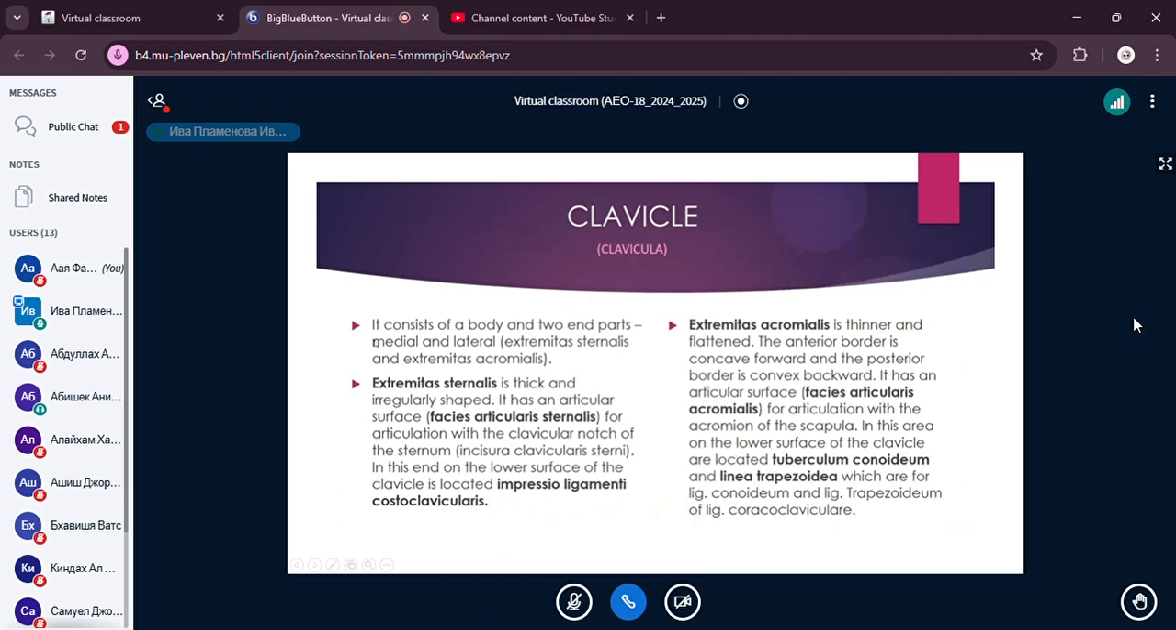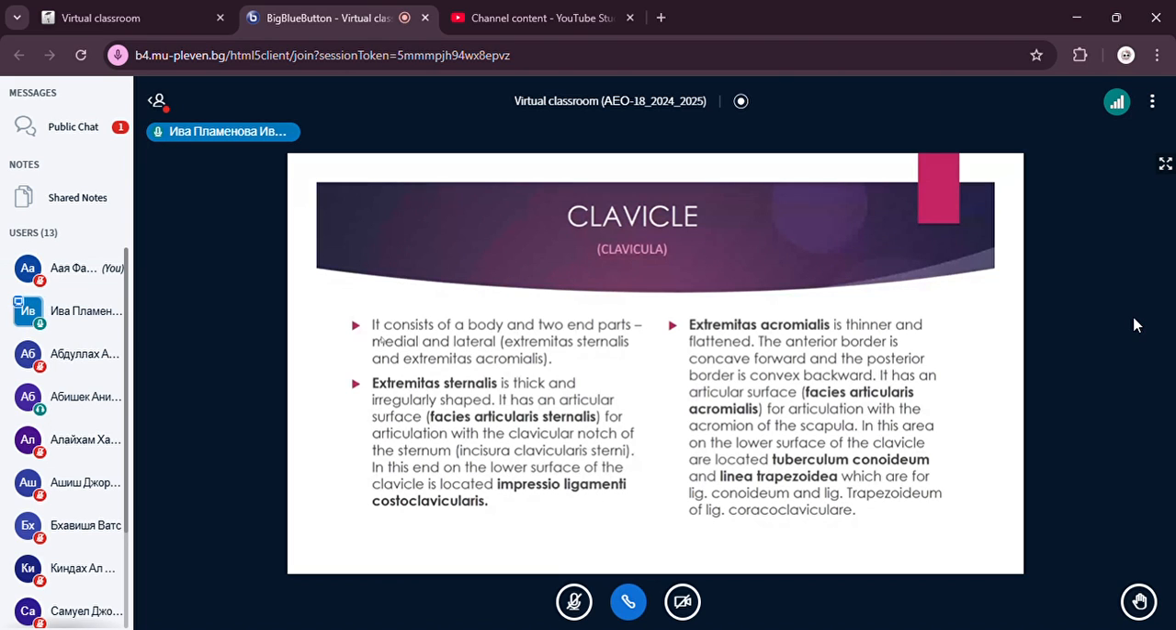The clavicula consists of a body and two end parts, medial and lateral, or extremitas sternalis, extremitas acromialis. About extremitas sternalis, I told you, rounded, irregularly shaped. It has an articular surface for the clavicular notch of the sternum. And on the lower surface, you can see the impression by one ligament, impressio ligamenti costoclavicularis.